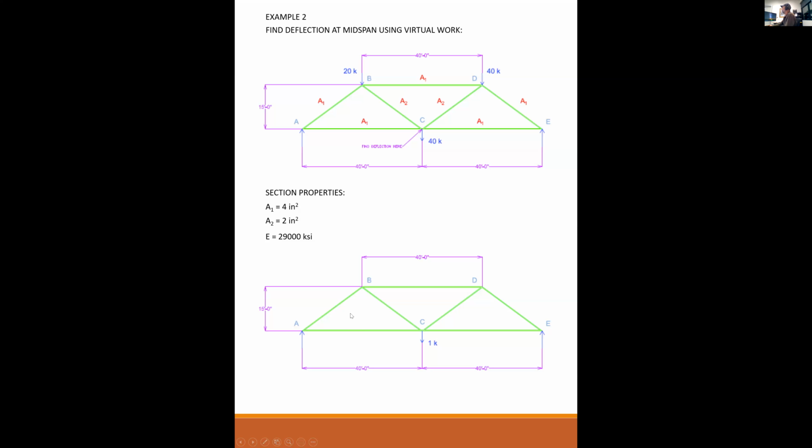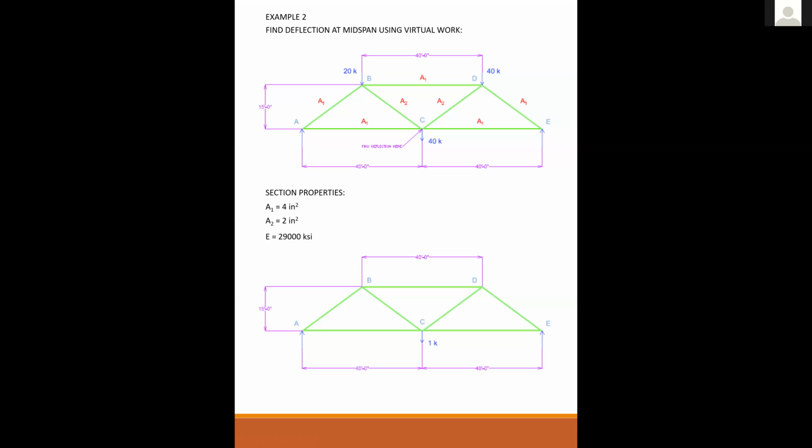If, for example, I wanted to find the vertical deflection at B, then I do not put the 1 kip load at C. I only put it at B. So there's only ever one kip virtual load on the structure at any given analysis, but that one kip virtual load could be applied anywhere you want. And what it will give you is the deflection at that point in that direction.